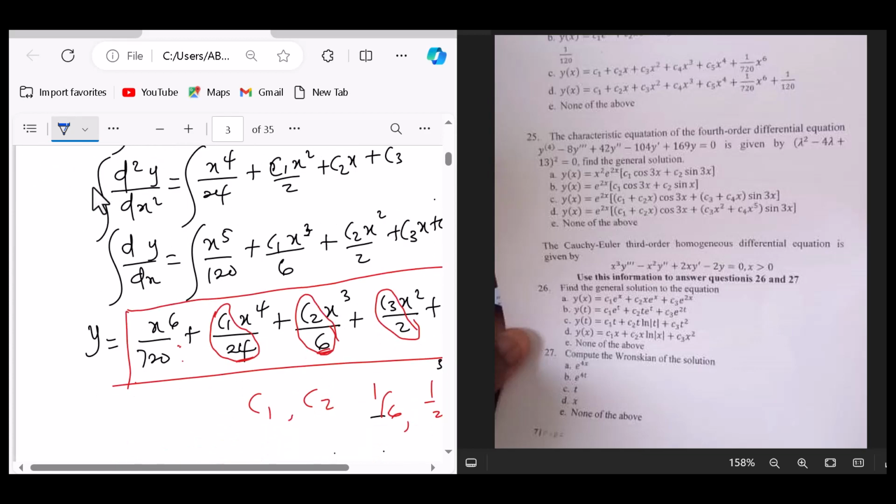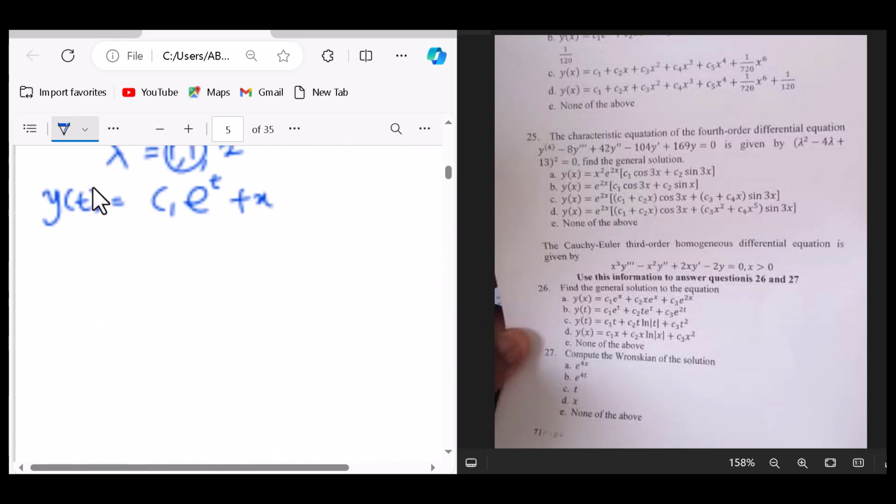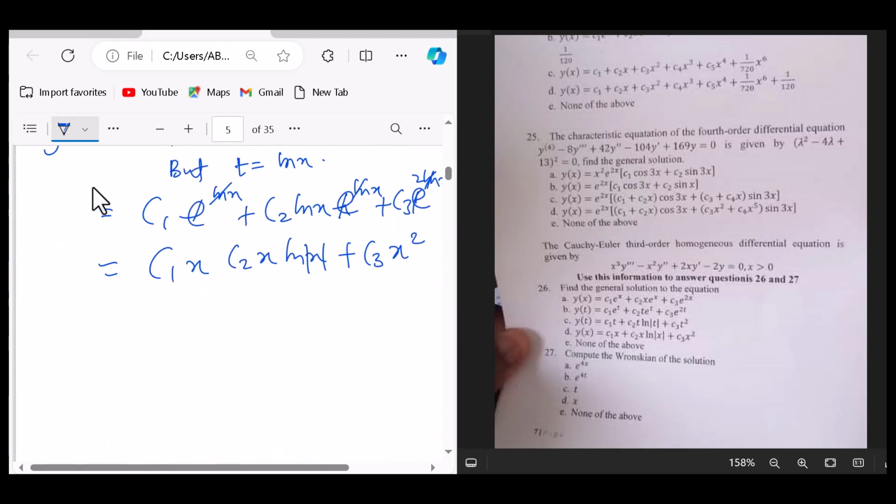Now I'll go to 27. They are saying that we should compute the Wronskian of the solution. So what do we mean by the Wronskian? W of x equals, we just have to find the determinant of the solutions. First one is x, second one is x squared, third one is x ln x.